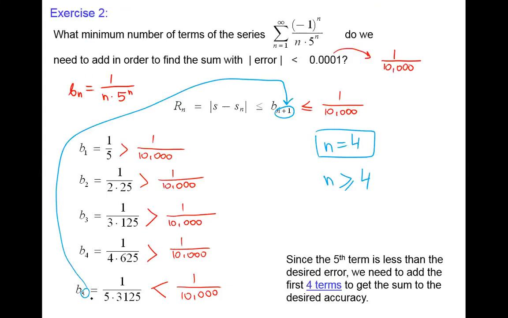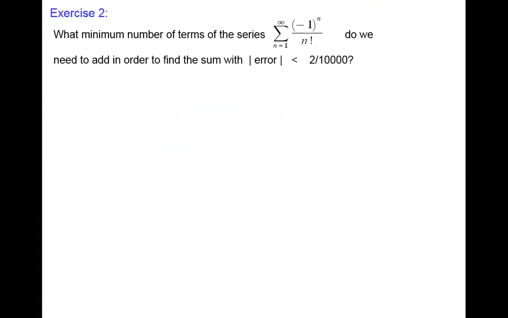But what are we looking for? We're looking for the minimum value. 4 is the correct answer for this question. Okay, let's look at the next one. What minimum number of terms of the series (-1)^n over n factorial do we need to add in order to find the sum with the error less than 2 over 10,000? The same thing, let's simplify a little bit.